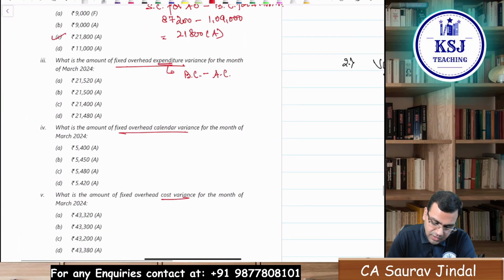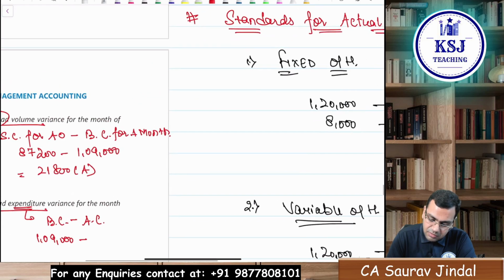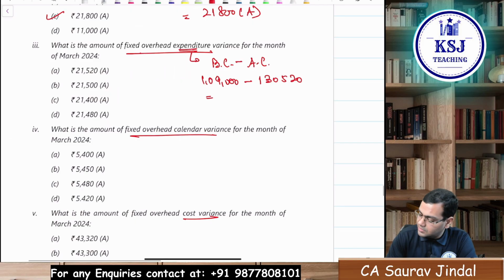So I'll take here budgeted cost of 1,09,000 and the actual cost of 1,30,520. So it comes to 21,520, again adverse. That is option A.